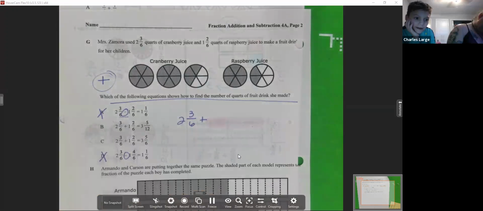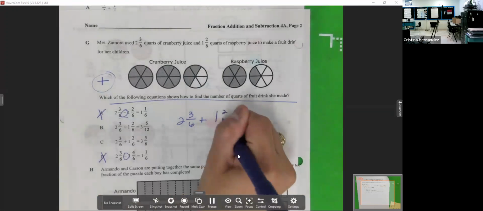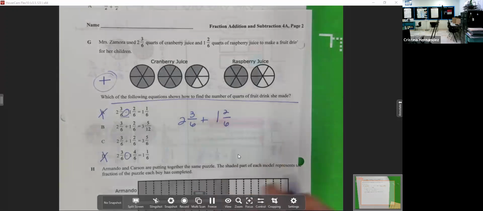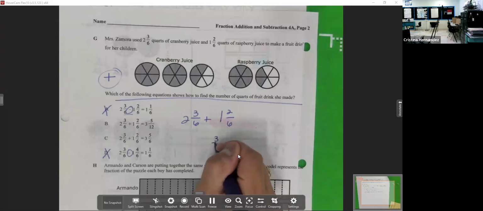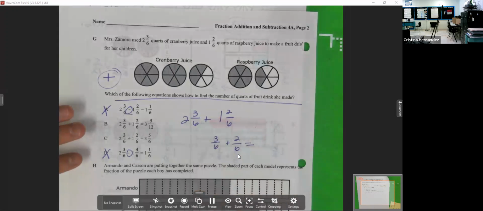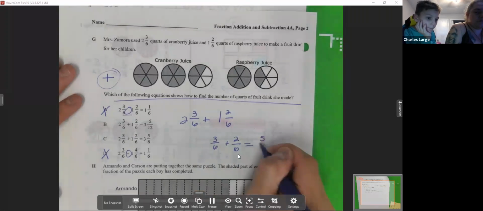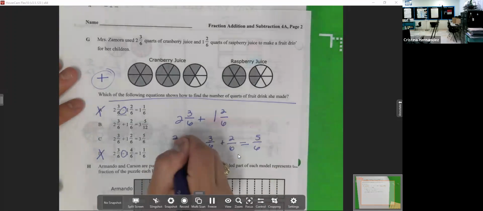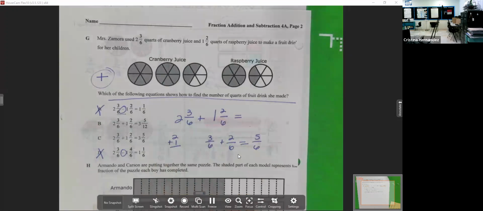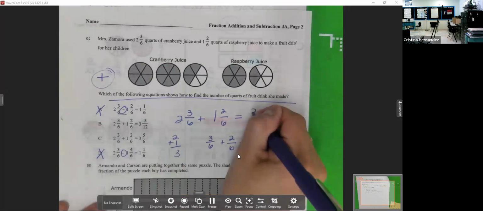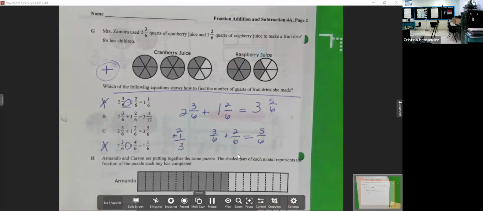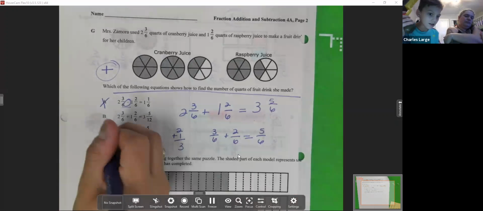What is it? 1 2/6. Thank you. So, which one gives us that? Let's add our fractions first. So 3/6 plus 2/6. What do we get? 5/6. Good job. And then we add 2 plus 1, and we get 3. So our answer equals 3 wholes and 5/6. What's our answer, Charlie? C. Hey, good job.